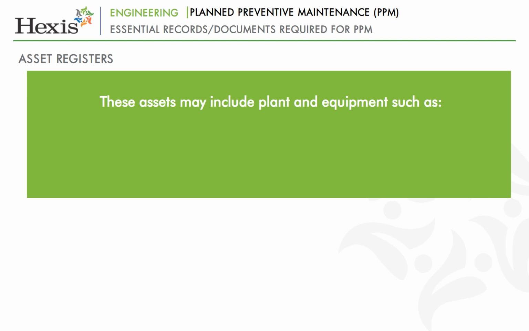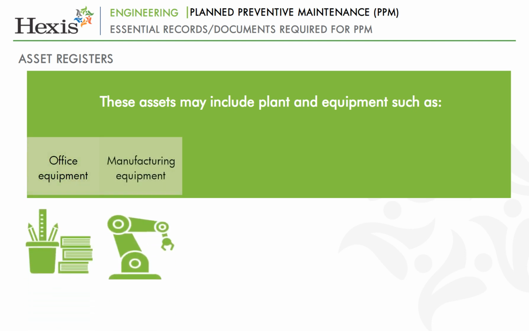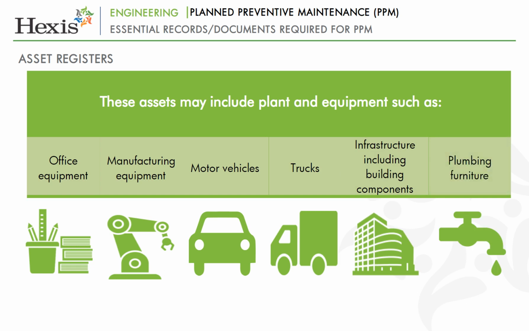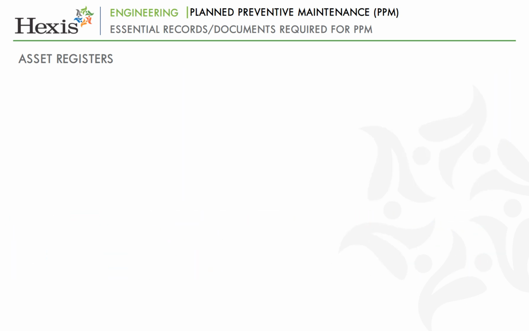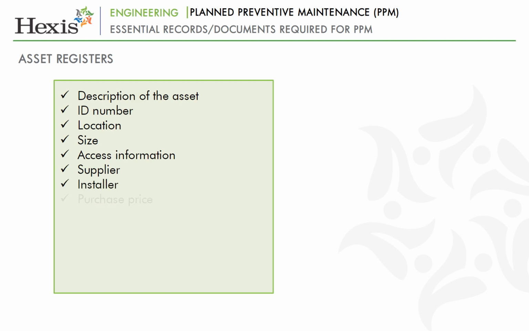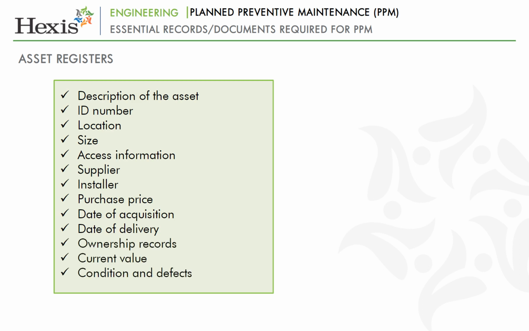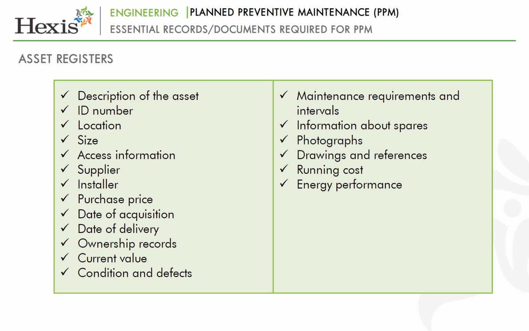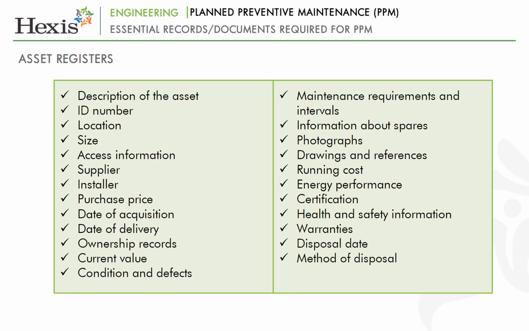These assets may include plant and equipment such as office equipment, manufacturing equipment, motor vehicles, trucks, infrastructure including building components, plumbing, furniture, etc. Other information that is commonly held for each asset may include description of the asset, ID number, location, size, access information, supplier, installer, purchase price, date of acquisition, date of delivery, ownership records, current value, condition and defects, maintenance requirements and intervals, information about spares, photographs, drawings and references, running cost, energy performance, certification, health and safety information, warranties, disposal date, method of disposal and sale price.